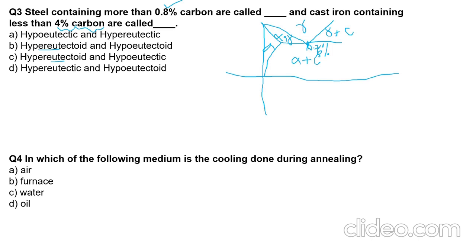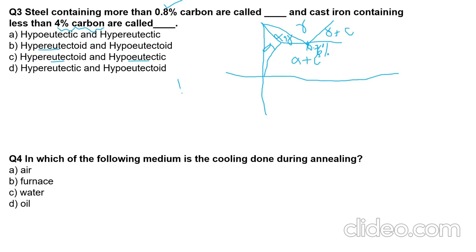So if you have seen a eutectoid point at 0.76%, what is your eutectic point? At what percentage carbon? Around 4.4%. So this is 4%, which means it is less than your eutectic composition. When the carbon percentage is less than your eutectic, you call it hypoeutectic, right? And it is not a eutectoid.